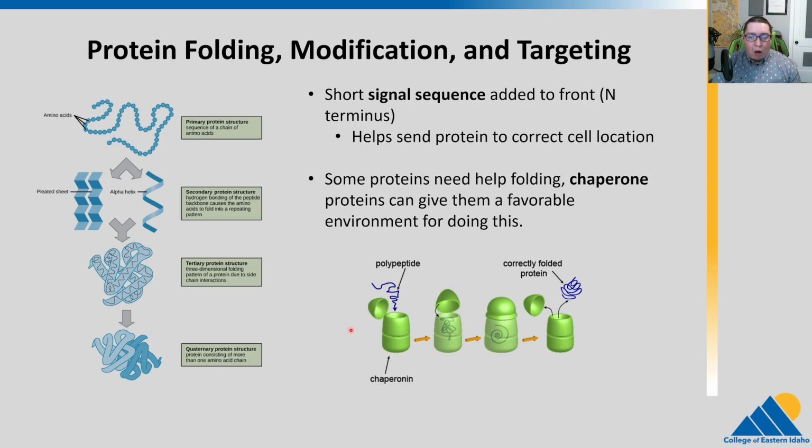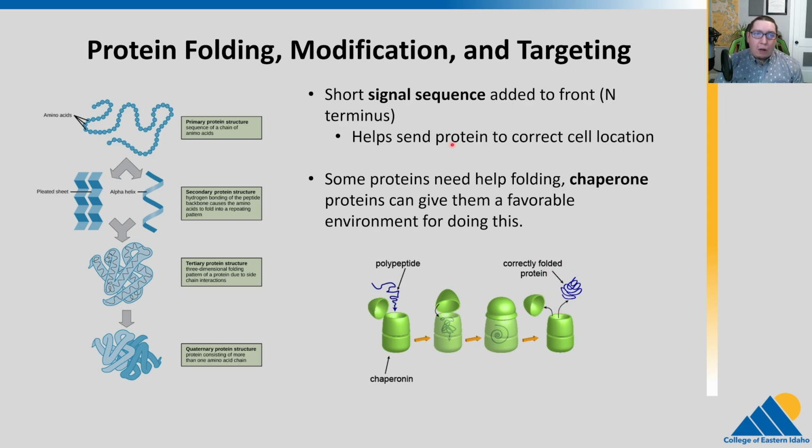There are little structures, they look kind of like a little barrel basically, called chaperones. These chaperone proteins are just that. They're like a little barrel. We stick the polypeptide in there, close it up, and it creates a favorable environment for folding, and the correctly folded protein pops out, okay? And now it's able to go function.